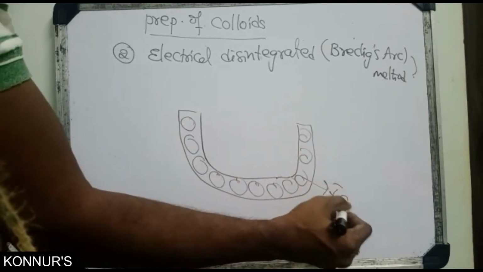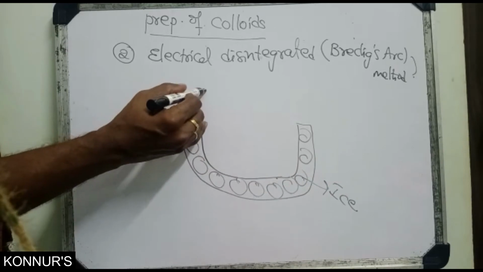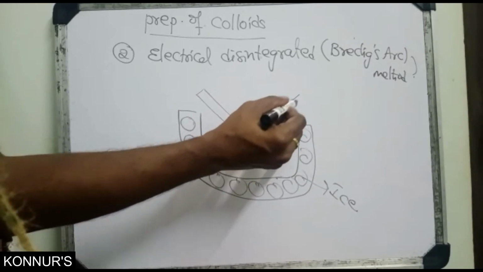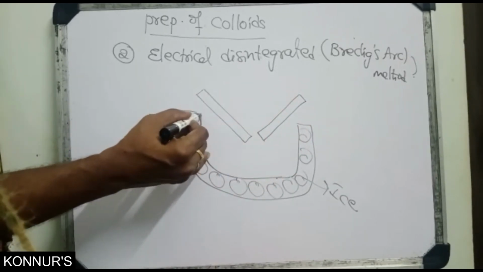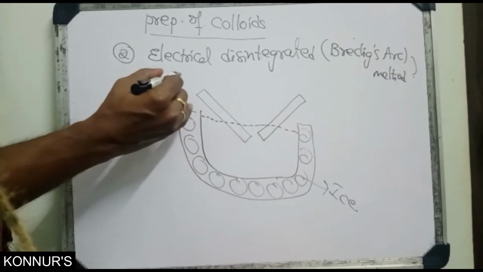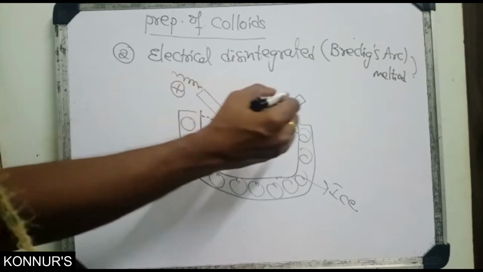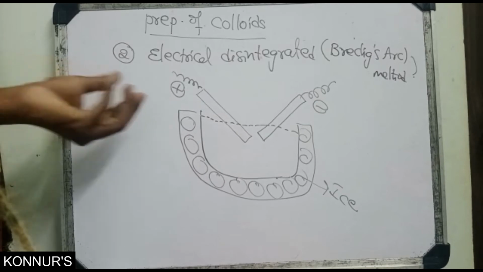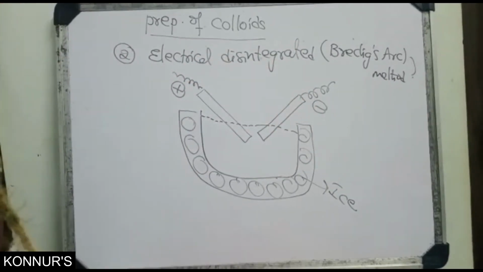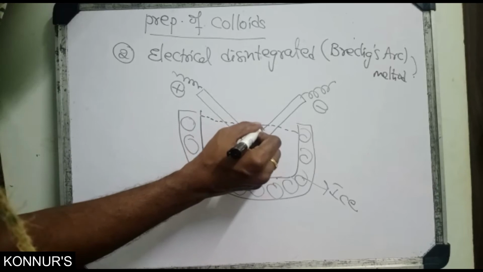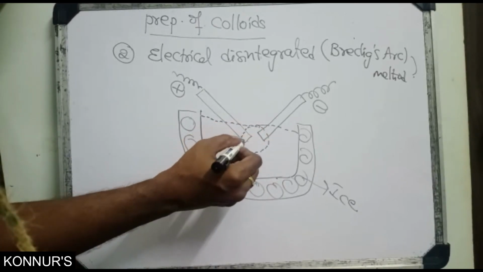So that is ice cubes. Next, one gold plate, and here also gold plates are connected. So it is covered with water. One is connected with a positive electrode, another one with a negative electrode. Now we are increasing the potential. Then what happens? Heat is generated, at this electrical charge, the highest temperature.